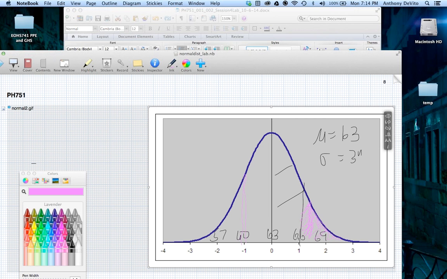Well, we know the area in here is 68%. And the area between the mean and 66 is 34. And we know that anything above the mean is 50%. So if this is 34, what's left? 16. Exactly 16? Remember, we're using the empirical formula, right? So it's an estimate, not exactly 16.